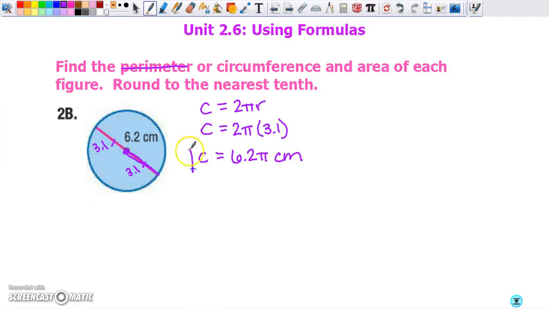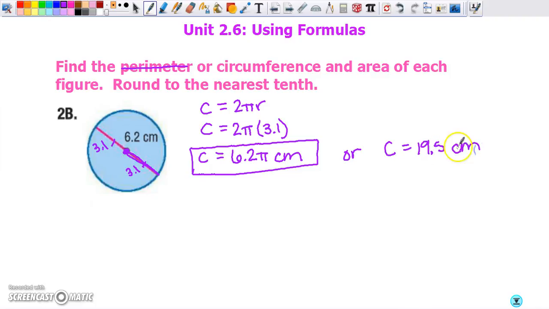You can absolutely write your answer like that. You do not need to multiply pi out. So you don't even have to multiply that out, but you could, and you could use the pi button or 3.14. It's whatever works for you, and you would get 19.5 centimeters, around that anyway. So either one of those is okay with me. I would actually prefer this one just because then we don't really need a calculator.